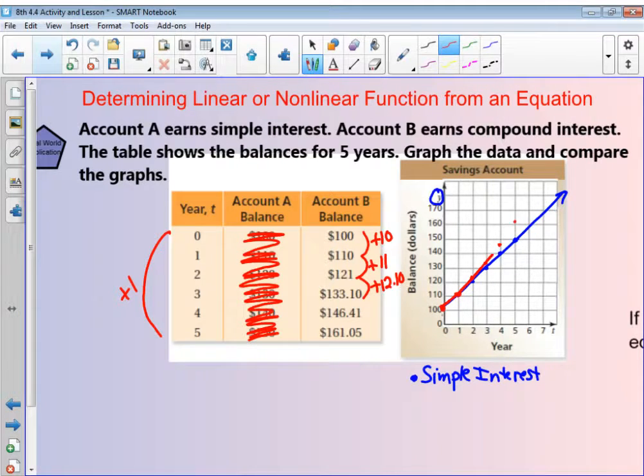Okay, we don't see much change in years 1 through 3, but then by the time we get out to years 4 and 5, we can see that there is quite a bit of change. I can see that at year 5, it was like $11 more. Okay, so that was showing my compound interest.